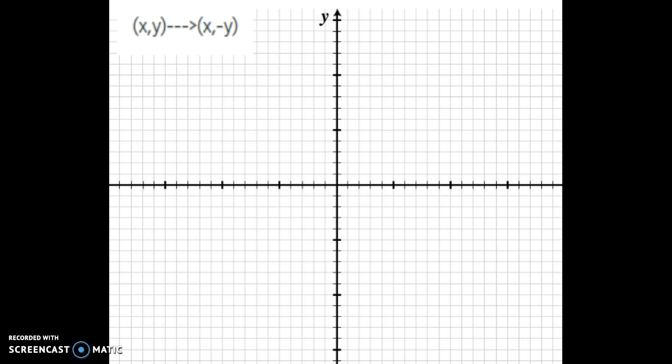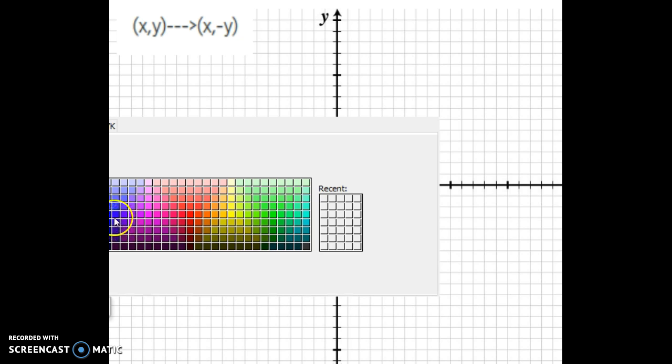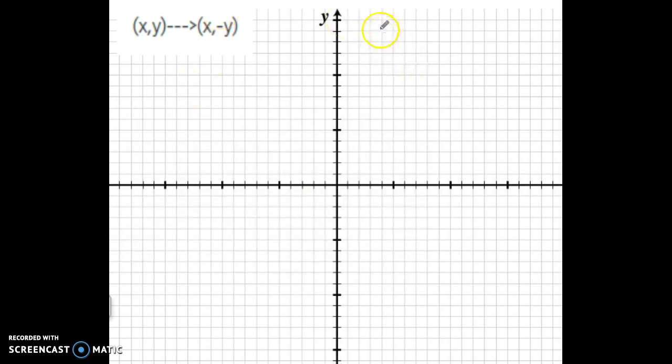So I want to show you what to do if you get to a test and you're like, oh my gosh, I've forgotten everything. I didn't memorize these. I don't know what to do. If that ever happens to you and you have a mapping rule and it's asking you what transformation is happening, I suggest that you pick a point and just start plotting. So let's just pick the ordered pair 2, 3. That would be over here, 2, 3. And if I apply the mapping rule to that, I'm going to keep the X the same, and I'm going to change the sign of Y. So I would plot that down here at 2, -3.